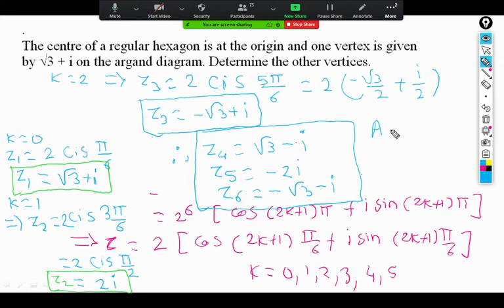And if you plot all these numbers on a unit circle, it will give you a regular hexagon. So this is one of the ways of getting all the 6 vertices of the regular hexagon. Any doubt here?